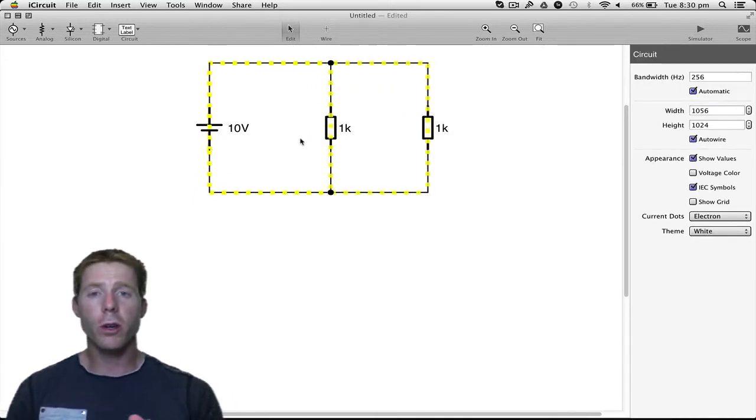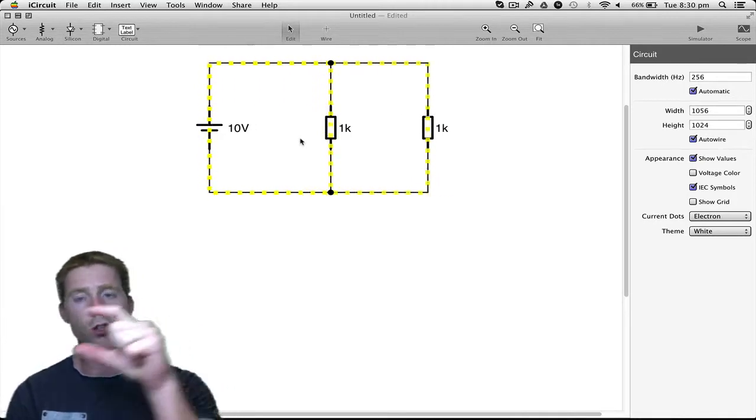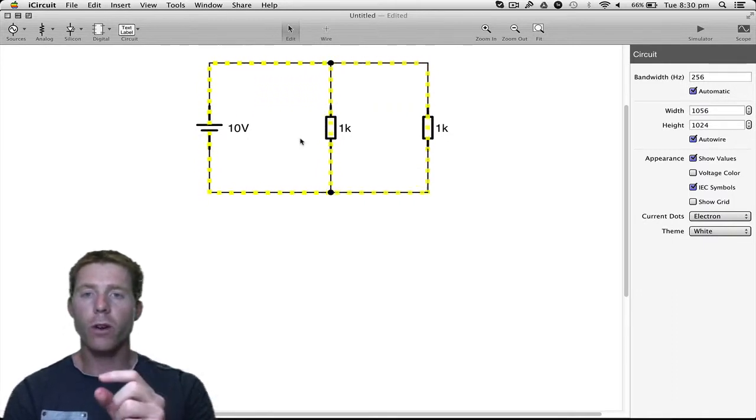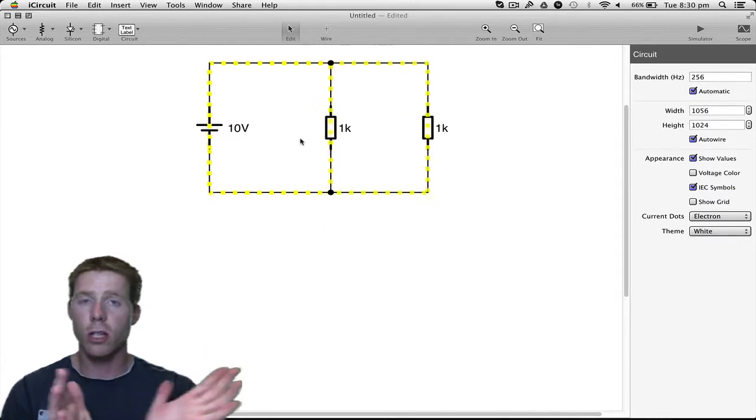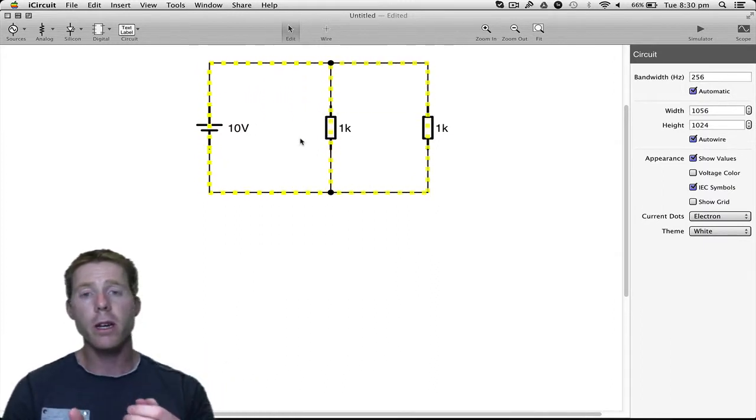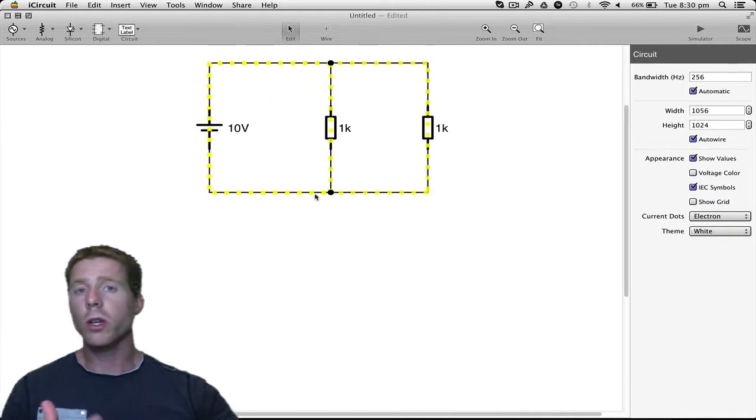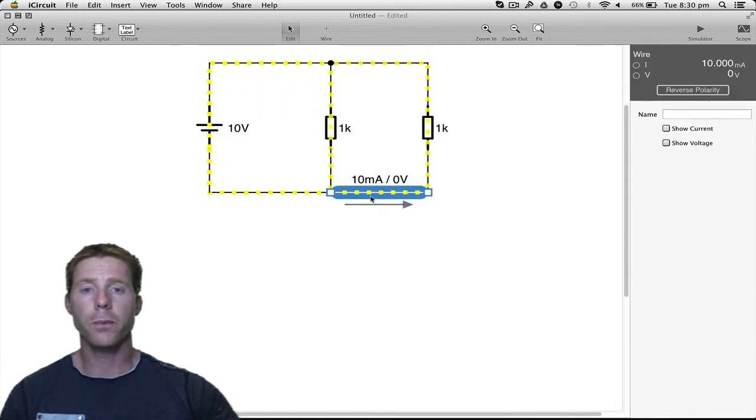So in a parallel circuit, the voltage of each component is the same because they're all connected straight to the power supply. They all get 10 volts in this case. However, we've now got multiple paths that current can take, so current can actually split up. Because the current can split up, we divide up the current. So just as we call a series circuit a voltage divider, we can call a parallel circuit a current divider, because that's what it does, divides it up.